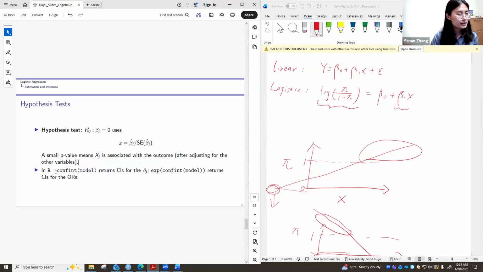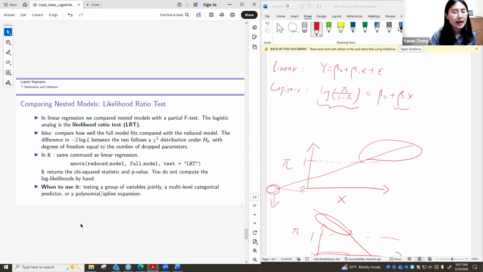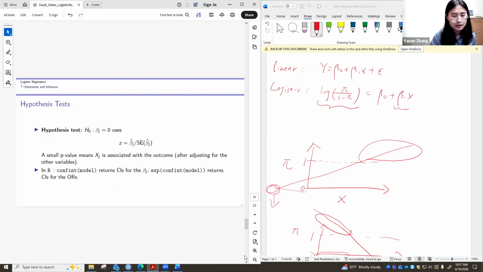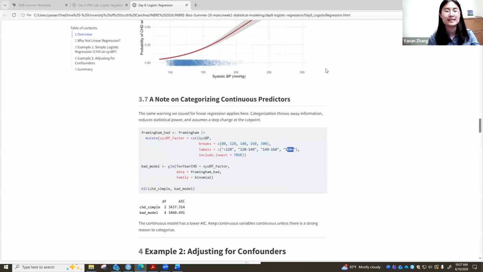So in R, we can use the same confidence interval function to get the interval for the beta, which is on the log odds scale, and then we take the exponential of that to get the confidence interval for the odds ratio. All right. Any question here? All right. If no question, let's move to the example, the first example.